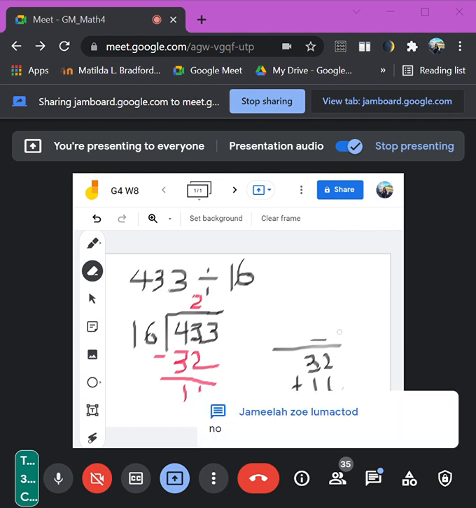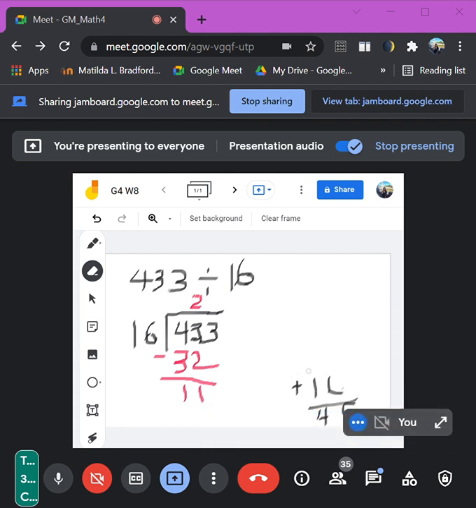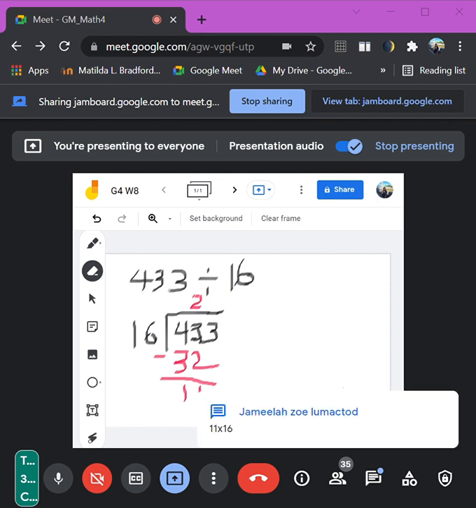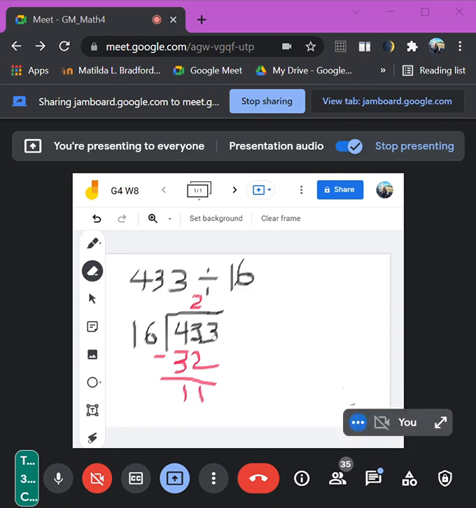Okay, so are we done with this? Is it the final answer? No. It's not yet done, because we still have the 3 on the other side. In 433, we only used 43 so far. So we bring down the 3 there. So your 11 will become 113. Next, we divide it by 16. So 113 divided by 16.